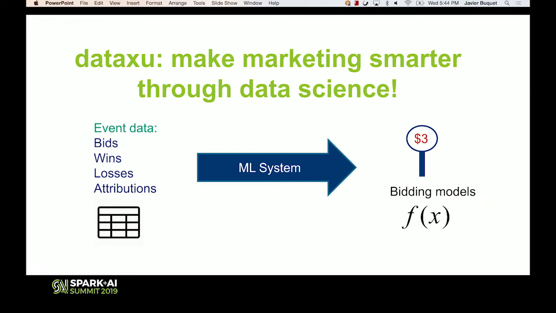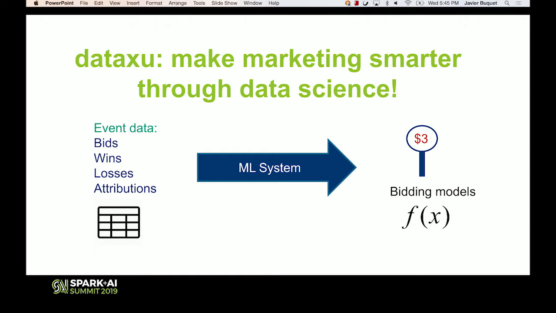So what is the input data? The input data is past bids, past losses, wins, and attributions, which are events that happen after the end user witnesses an ad and then performs a positive action, like visiting a website or buying a product. Those attributions will effectively be the positive instances in our machine learning data sets. With all this data, we construct models which are specific for each campaign, and ship those models to what we call the real-time system, which is responsible for performing these bids real fast.